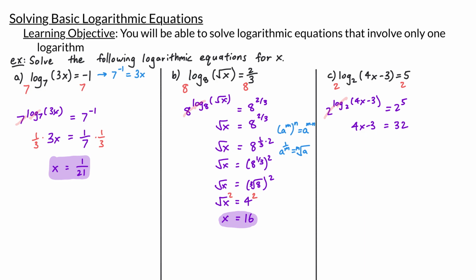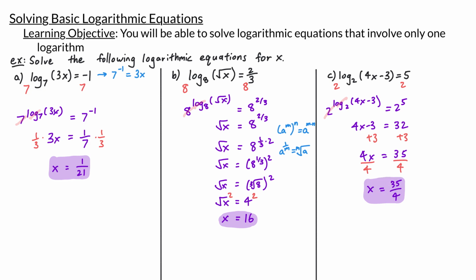To undo the subtraction by 3, what we do is we add 3 to both sides. That's going to leave us with 4x equals 35. And lastly, if we want to undo the multiplication by 4, we divide both sides by 4. So this leaves us with x equals 35 over 4. So x equals 35 over 4 is the solution to our logarithmic equation.